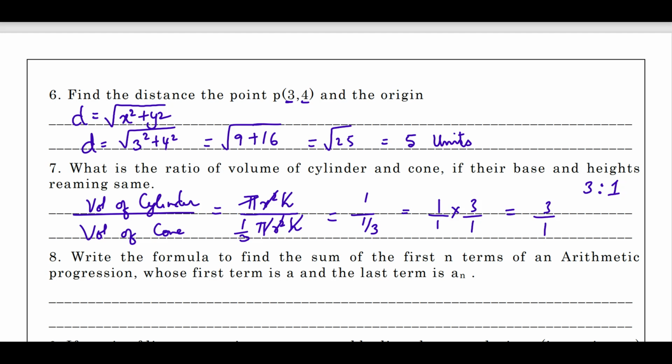That means volume of cylinder is equal to 3 times volume of cone. If you put 3 times the volume of cone, you will get cylinder.